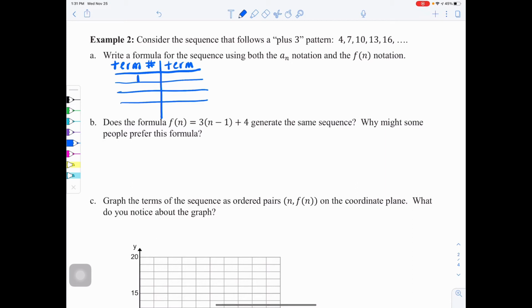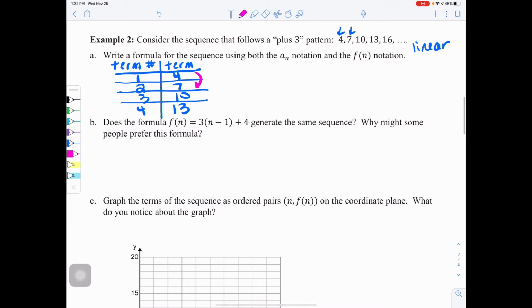Our first term in the sequence was a 4. Our second term was a 7. Our third term was a 10. And our fourth term was a 13. Now looking at this pattern, this looks more like a linear pattern. We're going to put that word over here. This looks a lot like trying to find the slope and the y-intercept.